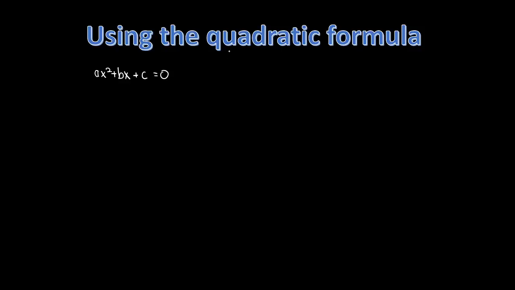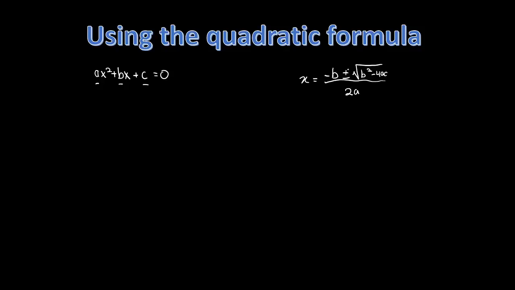And the quadratic formula is x is equal to, where x is the root, negative b plus or minus the square root of b squared minus 4ac, all over 2a. Right? So this is the a here, b here, c here. All you have to do is just plug it in.